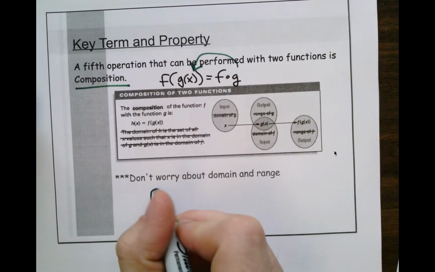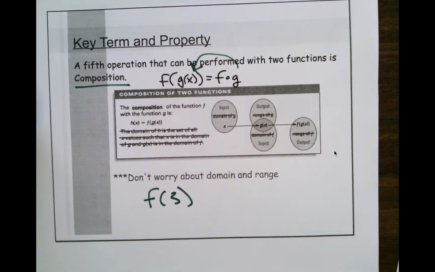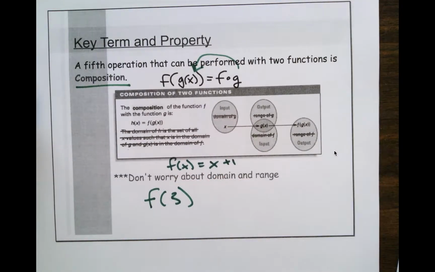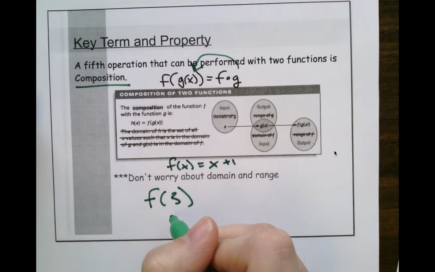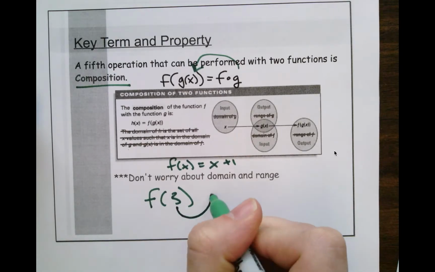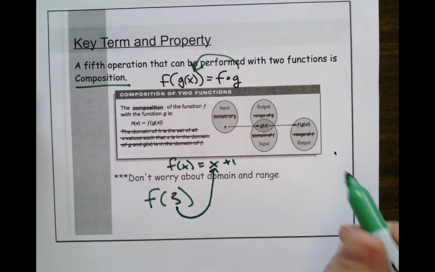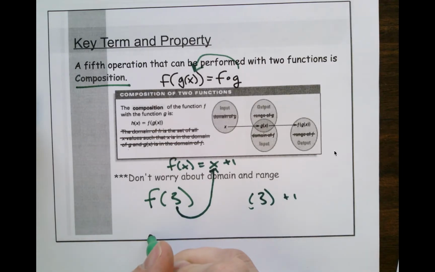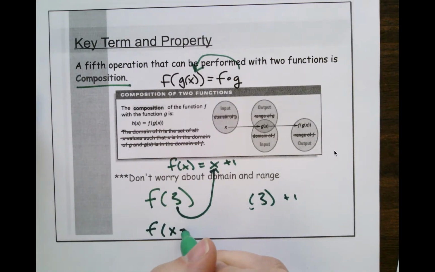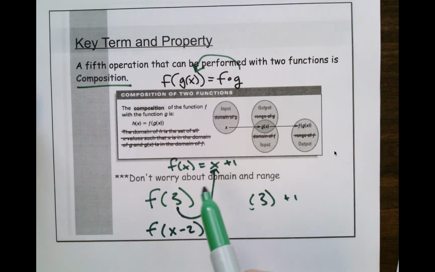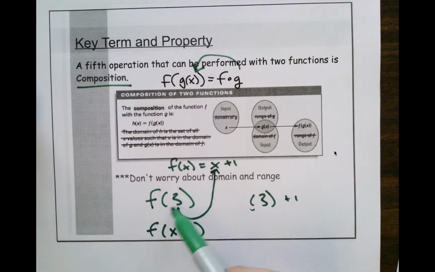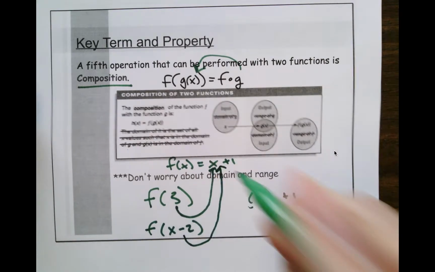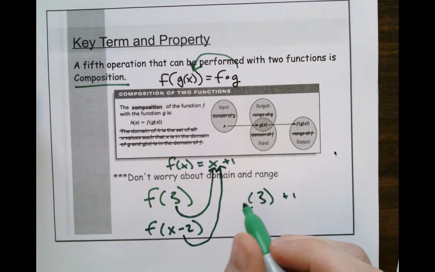So if we think about what f of 3 means, given that our function f of x is equal to x plus 1, this means we're taking 3 and plugging that in for x. So we would have 3 plus 1. Now if I said that what I wanted to plug in was x minus 2, you'd literally follow the same exact steps, but instead of plugging in 3, I'm going to plug in x minus 2 anywhere I see an x.